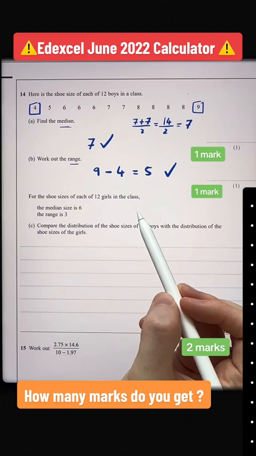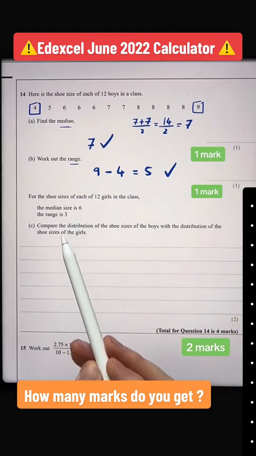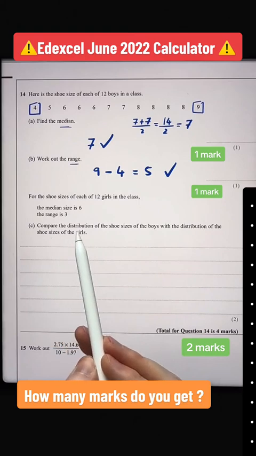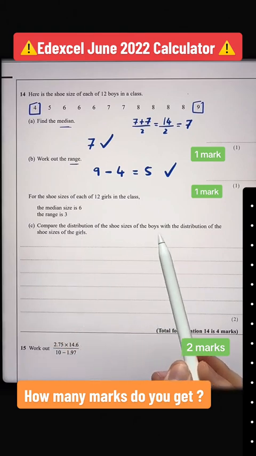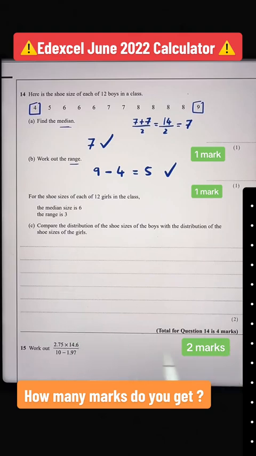For the shoe sizes of the 12 girls in the class, we're told the median is 6, and the range is 3. We're asked to compare the distribution of the shoe sizes of the boys with the distribution of the shoe sizes of the girls for 2 marks. Therefore, we need to compare 2 bits of information.